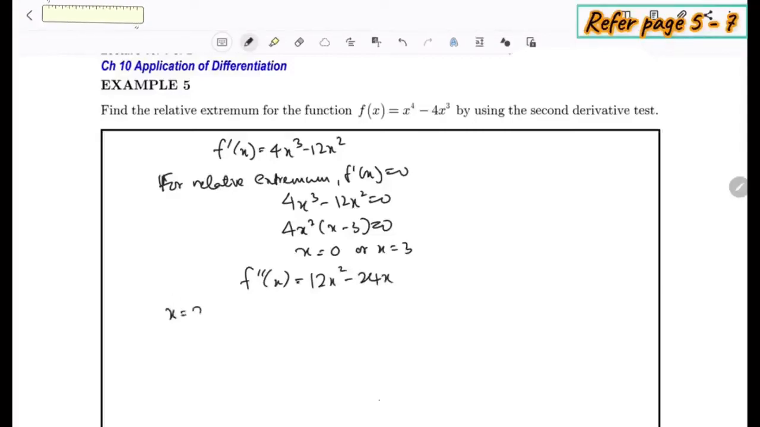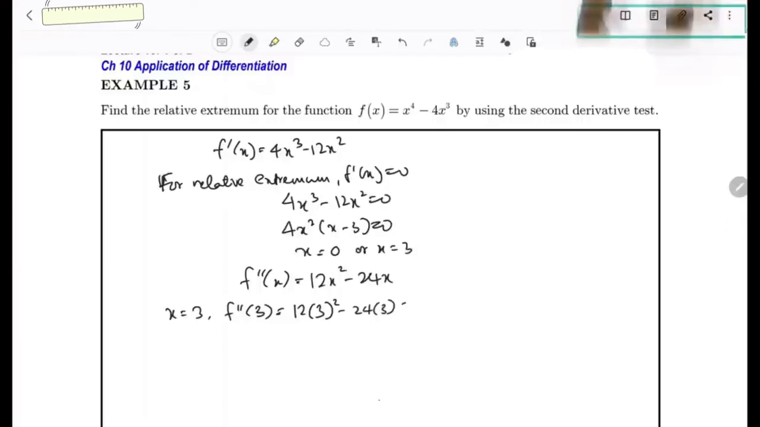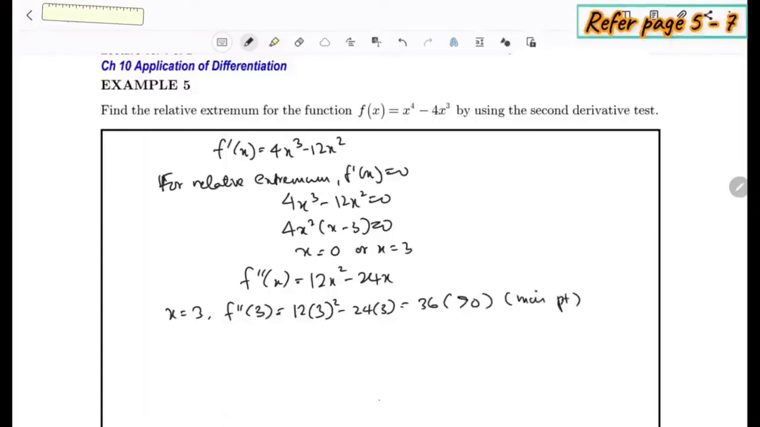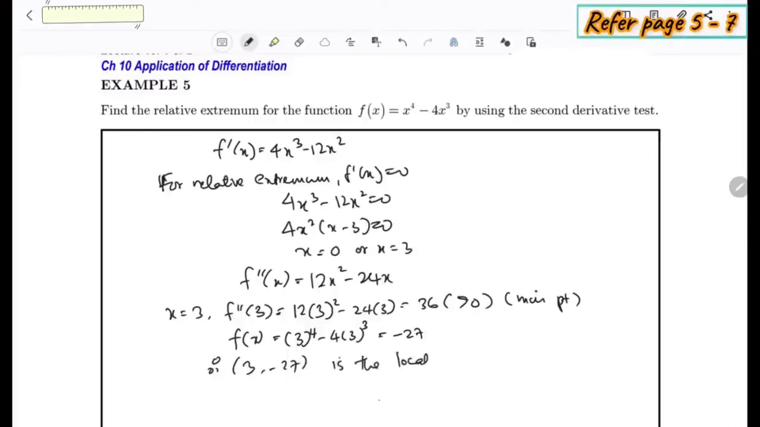Substitute x equal to 3 first. So f double prime 3 is 12 times 3 squared minus 24 times 3. So we will have it to be 36, which is greater than 0. So this is a minimum point. Let's find the corresponding value of f x. So f 3 will be 3 to the power 4 minus 4 times 3 cubed. So we will get this to be negative 27. Hence, 3, negative 27 is the local minimum point.